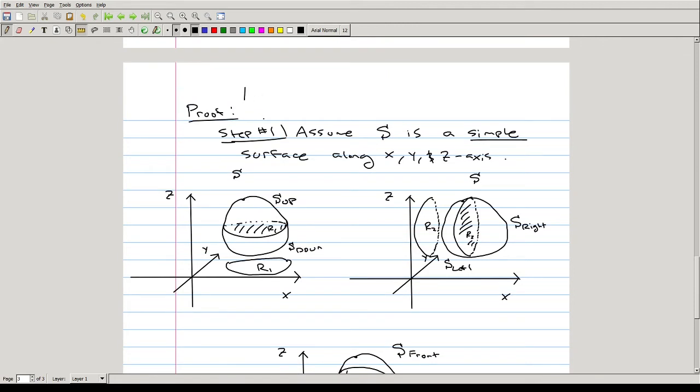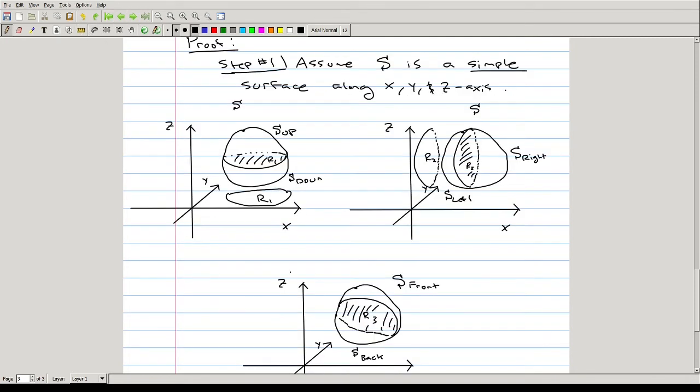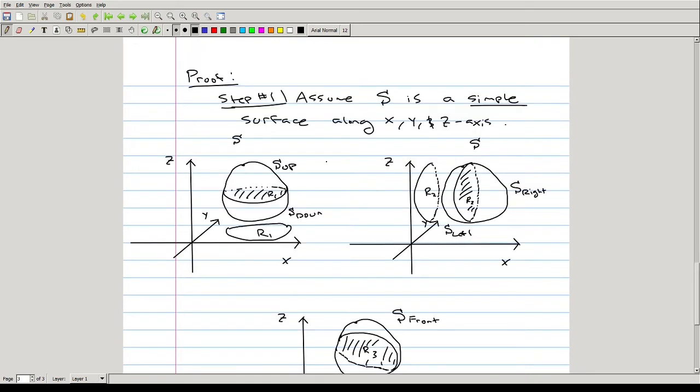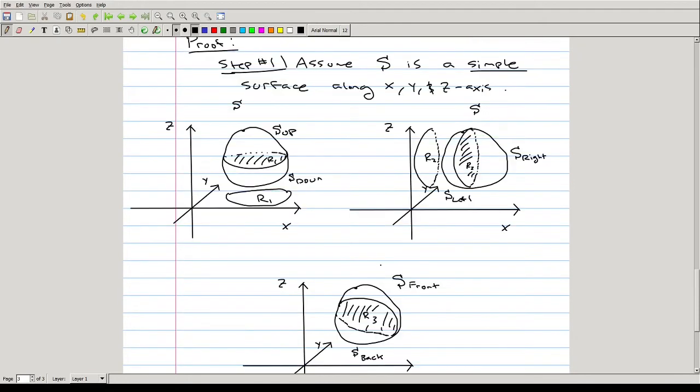So this is step 1 right here, and I've already drawn some pictures here, so you want to copy these pictures into your notes. But for step 1 of our proof, we're going to assume that S is a simple surface along the x, y, and z axis. Remember, we defined simple curve before, simple region D. So this region V is going to be surrounded by a simple surface where we can express the top of the surface, the bottom, the left, the right, and then lastly the front and the back of the surface as functions.